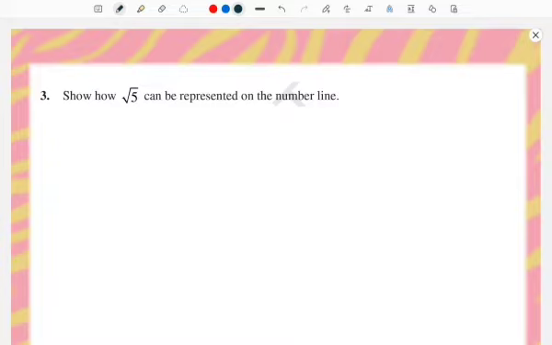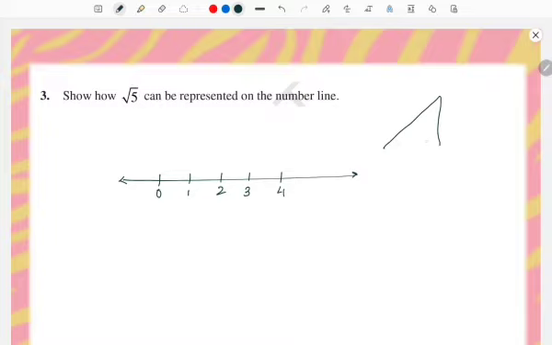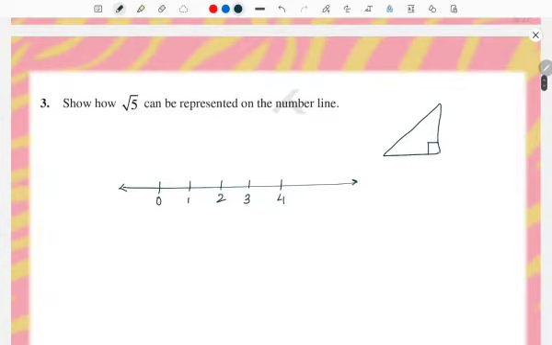As we have learned for root 2 and root 3, what are we going to do? We are going to draw a number line. I am giving you a rough sketch for the initial understanding. We are going to draw a number line starting from 0. We are going to mark all the points 0, 1, 2, 3, 4. Then we are going to need a right angle triangle such that the hypotenuse is root 5.